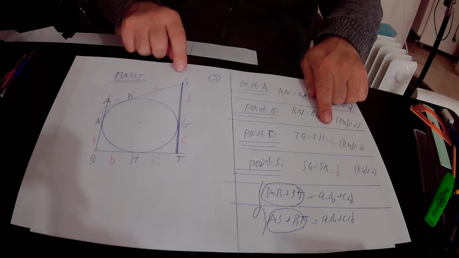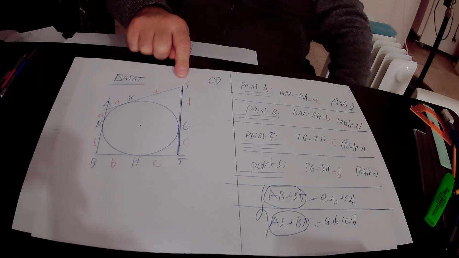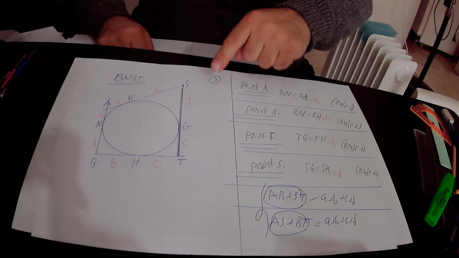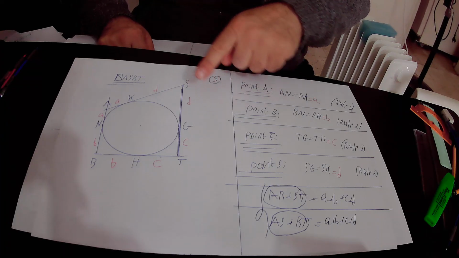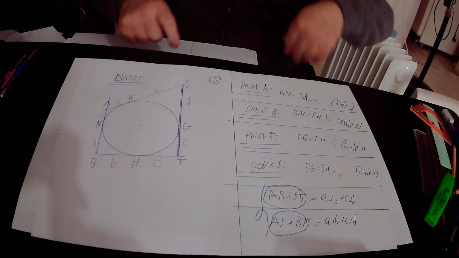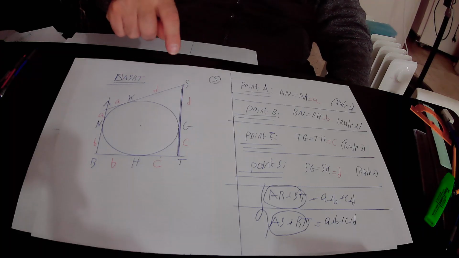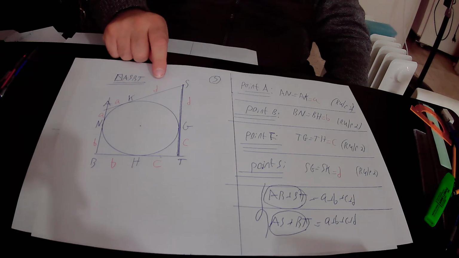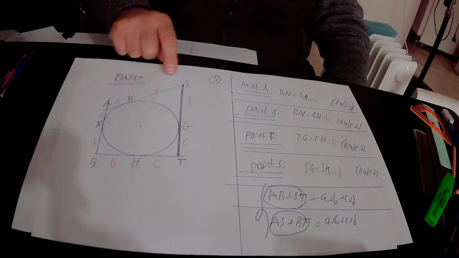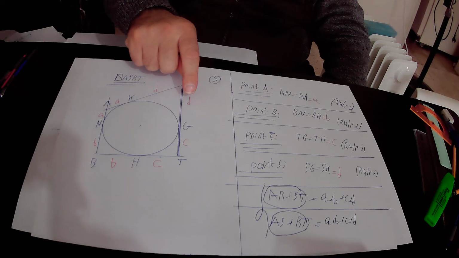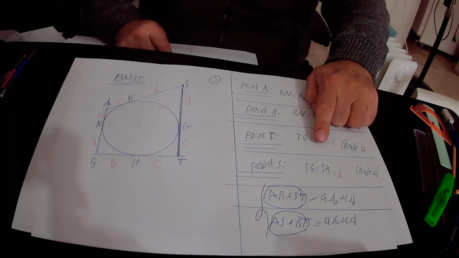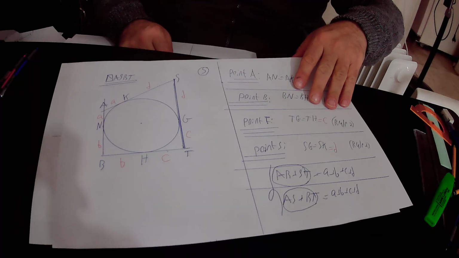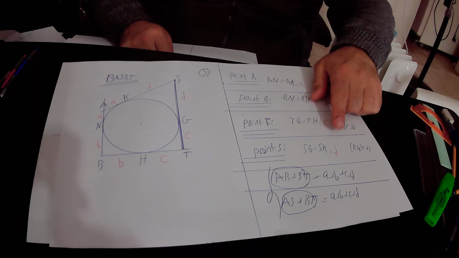And finally, we focus on the common standpoint point S. From the common standpoint point S, we have two tangents to this circle, tangent SG and tangent SK. And according to rule 2, they are equal to each other. That is to say, SG equals SK. So if we define the length of SK as D, then SG must also be equal to D. So in conclusion, we found out that SG equals SK equals D.